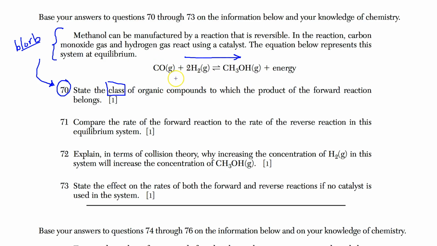So these are the reactants, these are the products of the forward, and since we're talking about the product of the forward, they are talking about that chemical right there. And they want to know what that is. Okay, class of organic compounds. You can't say organic. So where do we look? So we needed to go back into the blurb, so to speak. None of these written parts are important, but what is that chemical?